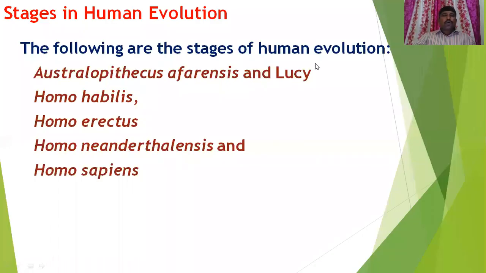Now, we move on to the various stages of human evolution. There are the following stages in the evolution of humans. They are Australopithecus afarensis and Lucy, Homo habilis, followed by Homo erectus, Homo neanderthalensis, and Homo sapiens.